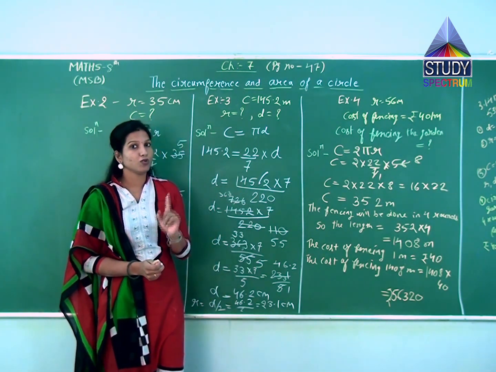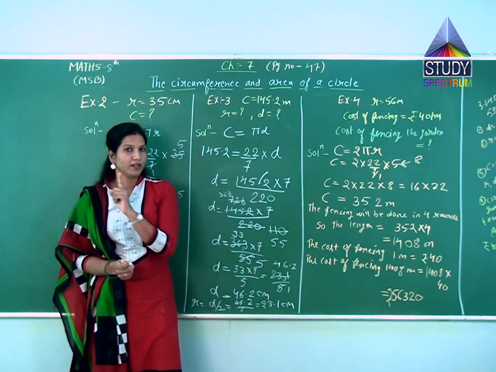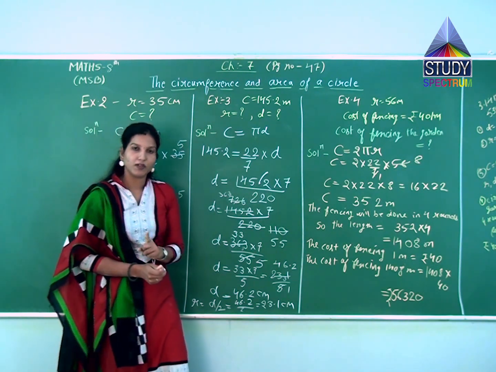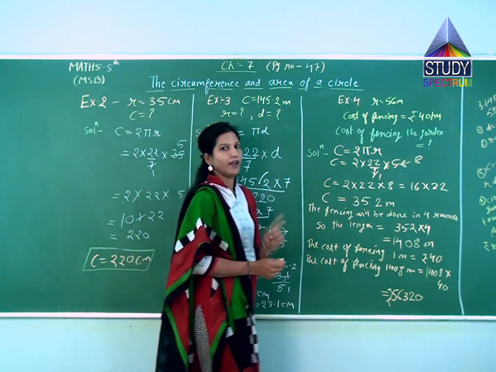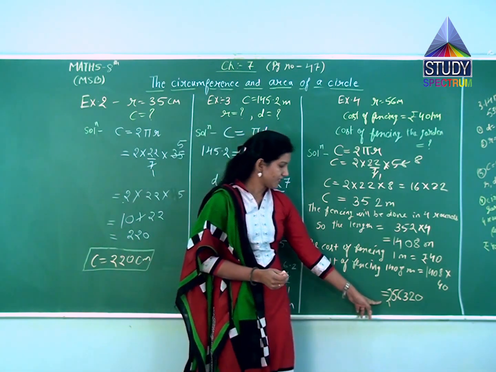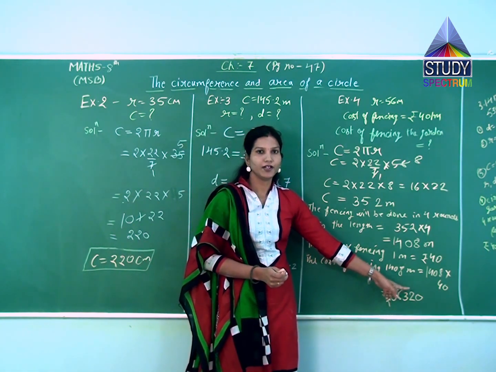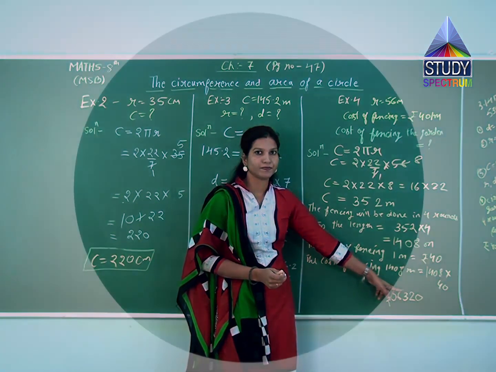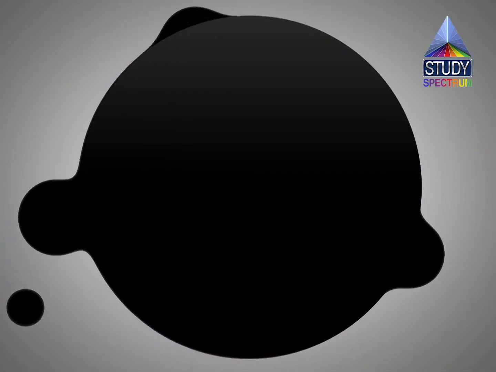Now the cost of fencing 1 meter is rupees 40. Then what will be the cost of fencing 1408 meters? That will be equal to 1408 into 40, and our answer is rupees 56,320.